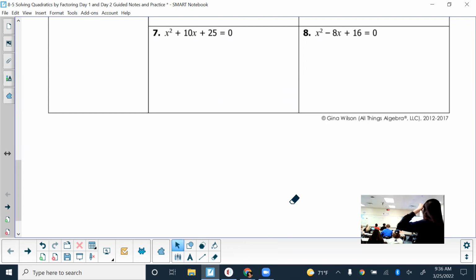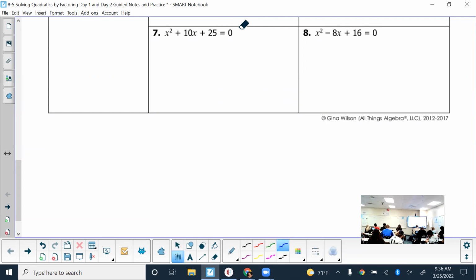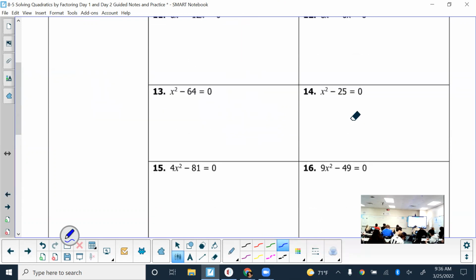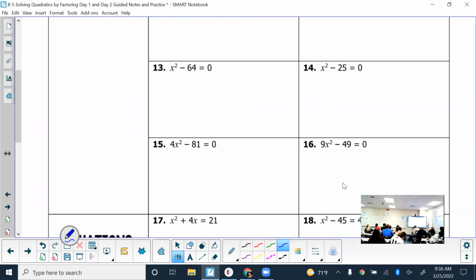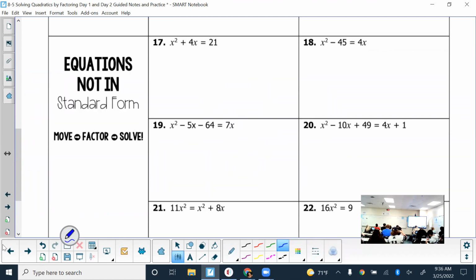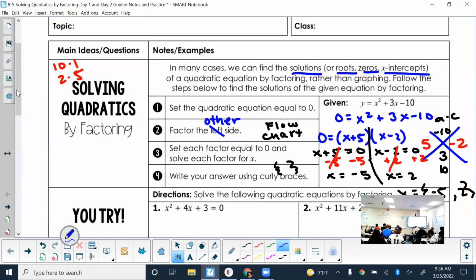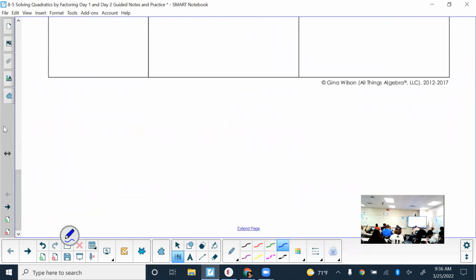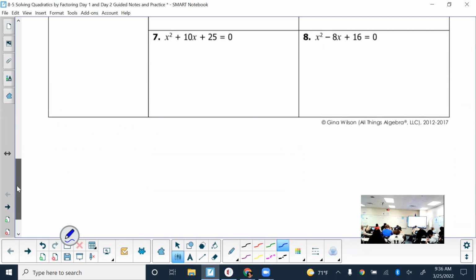So step 1, make sure the quadratic equation is set equal to 0. Is it equal to 0 right now? Great. Then the first step is already done. You'll notice that it's already done in 1 through 16 on your notes. We'll get to some examples where we actually have to move stuff around. But so far it is equal to 0. So just move on to step 2, which is to factor the other side.